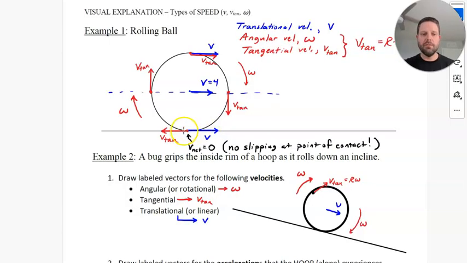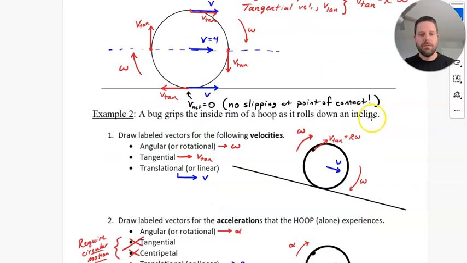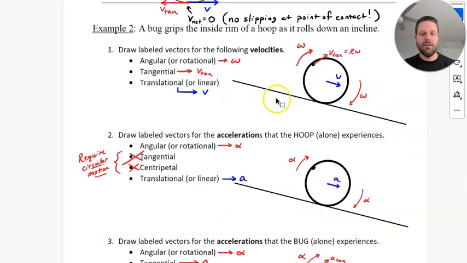And so if those are balanced, then they essentially cancel out, and the overall vector for the velocity at the bottom is 0. It doesn't mean the object is 0, it means the point of contact here is 0, which means there's no slipping or sliding at this point of contact. And that allows us to replace the tangential velocity with the translational velocity when there is no slipping as it's rolling. This is really important in Unit 6 as well. So there's a couple different examples that we studied here.